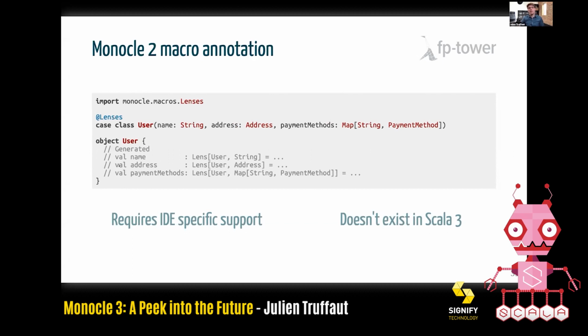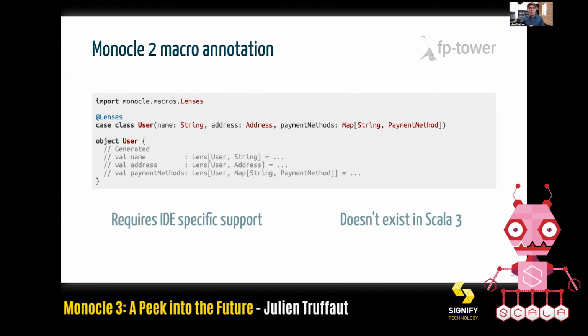But the problem is that it requires some specific support for IDE. So we did it for IntelliJ. But the main issue is that macro annotations don't exist in Scala 3. So it's kind of a dead end, no point wasting more time on that. Another approach we could take is to do a bit like people are doing in Kotlin, is to have a compiler plugin that will generate optics for everything in your code base. So that might be an approach that we consider.